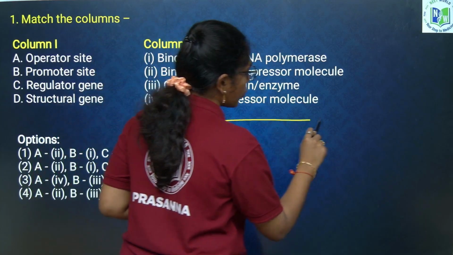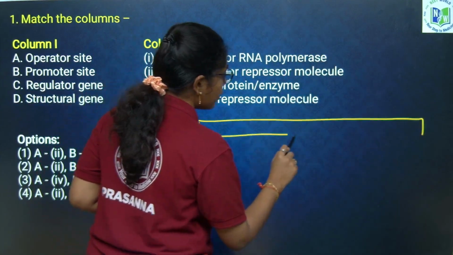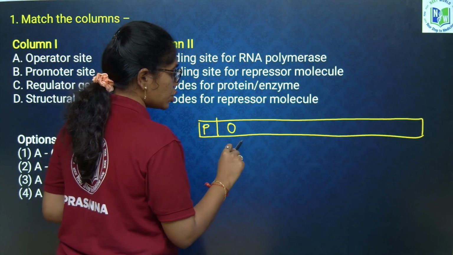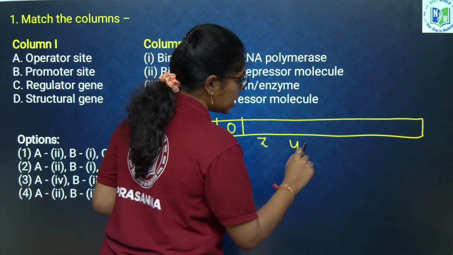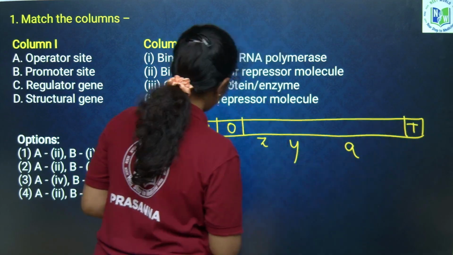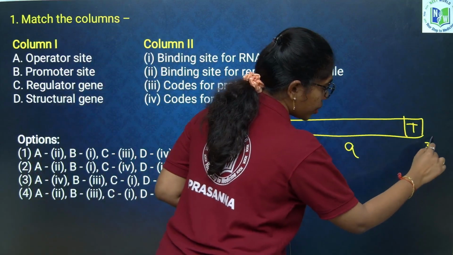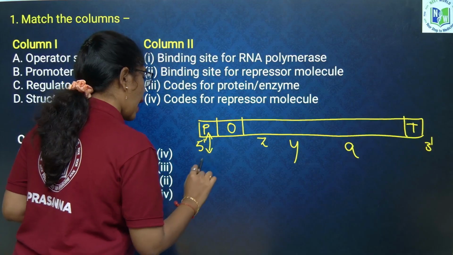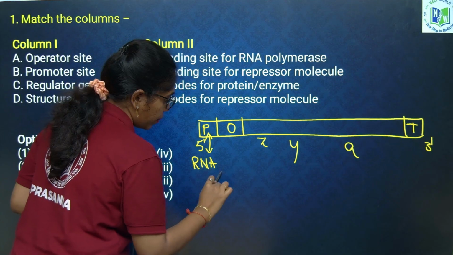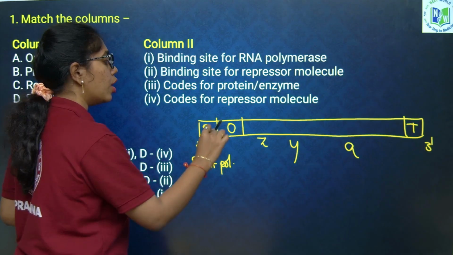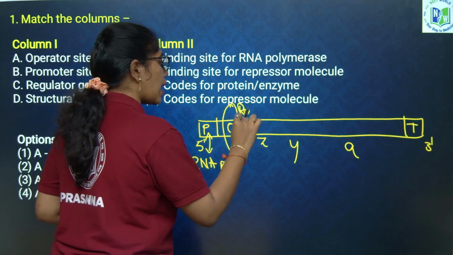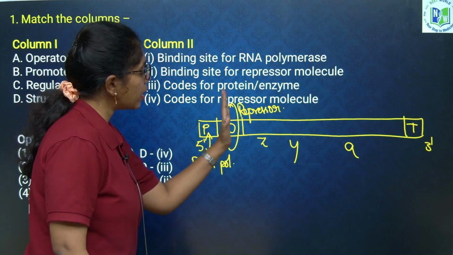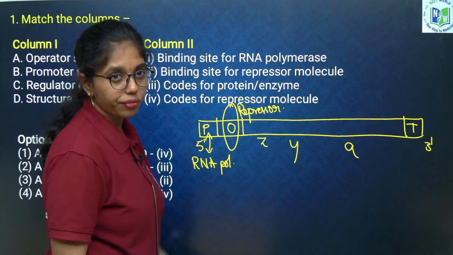If you look into the Lac-Operon model keenly, initially the promoter region is there, then the operator region, which is followed by structural genes Z, Y, A, and lastly the terminator, and this is from 5 prime to 3 prime. To the promoter region at the 5 prime end, RNA polymerase will come and bind. To the operator region, repressor will come and bind, and it will restrict the process of transcription.